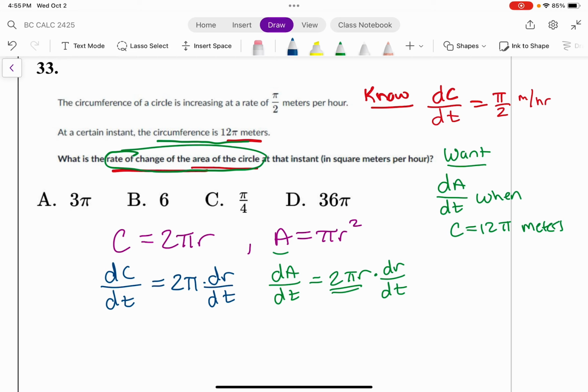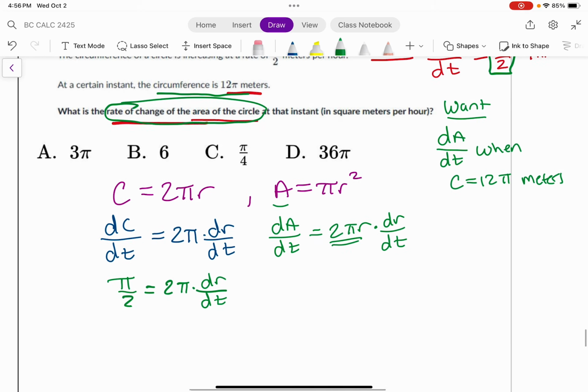Okay, now they're telling us that dC/dt up here is pi over 2. So I'm going to put a pi over 2 here. That'll let me find out what dr/dt is. Canceling the pi's and dividing, we get a fourth. So the radius of this circle is increasing at a fourth of a meter per hour. All right, so what do we do with that info? Well, we need to put it over here now.